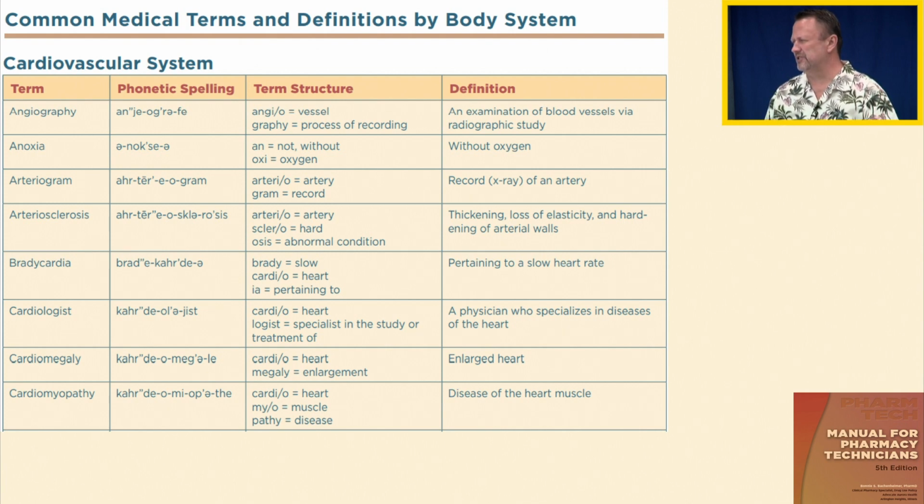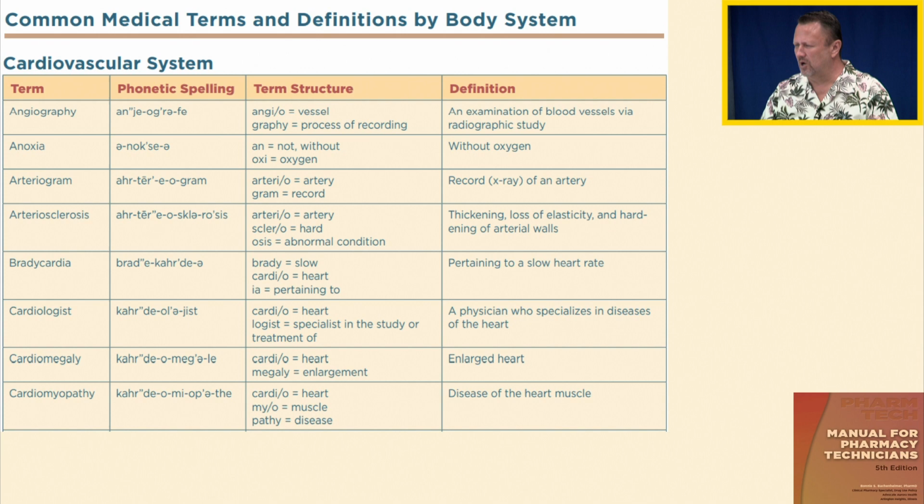Angiography is an examination of the blood vessels using radiology. Anoxia means without oxygen. Arteriogram is an x-ray of the arteries. We do that with dye. Arteriosclerosis is the thickening and hardening of the outer part of the blood vessel. That's different than atherosclerosis, which is the gunky stuff.